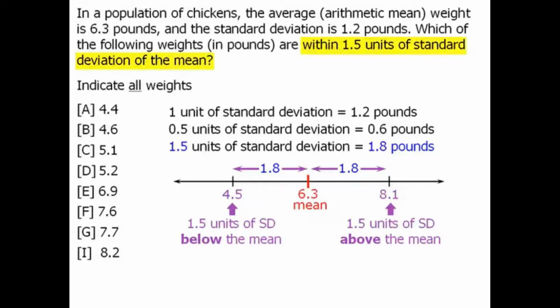Now the question asks us to identify all of the weights that are within 1.5 units of standard deviation of the mean. In other words, we're looking for all weights from 4.5 pounds all of the way to 8.1 pounds. When we check our answer choices, we see that these weights are within that range. So this is our answer.